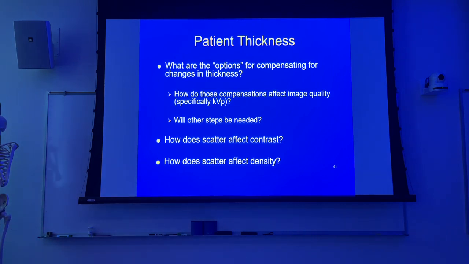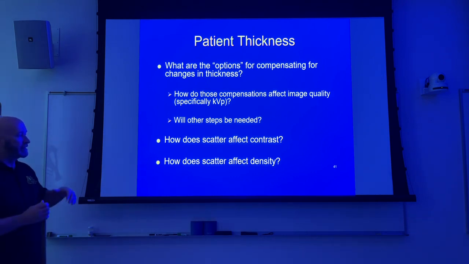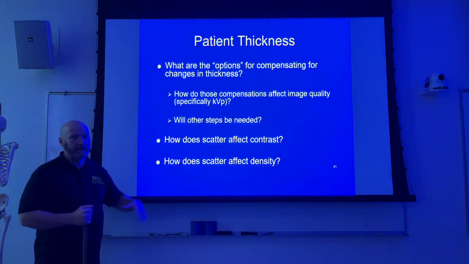So how does scatter affect contrast? It doesn't as much as what it used to. With the computer algorithm, the lookup table being the controlling factor for contrast, scatter radiation doesn't affect it as much as what it used to. It still can affect it. So how does it affect density? There's a lot tied up in that.